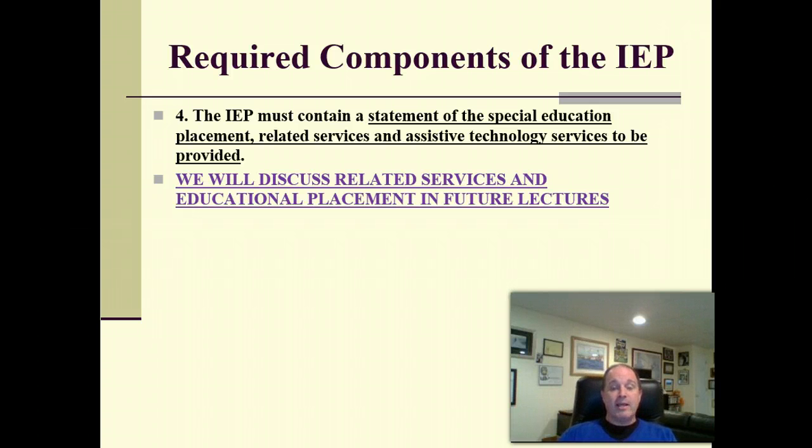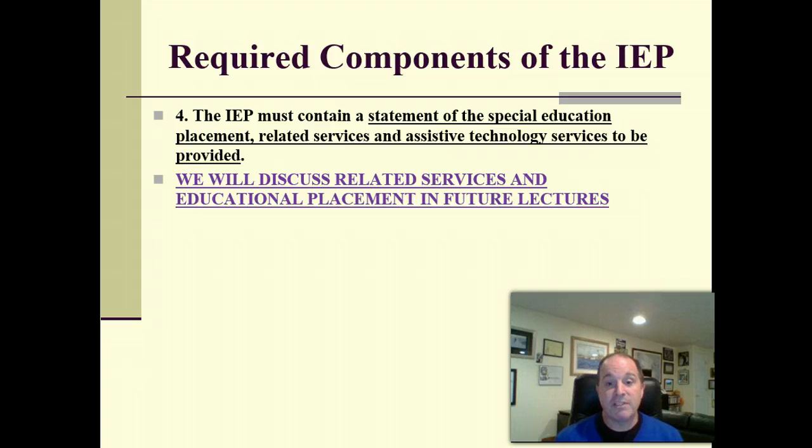And we've been talking about the required components of the IEP. We've been through the first 3 required components. And now we go to the 4th required component of the IEP, which is the IEP must contain a statement of the special education placement, related services, and assistive technology services to be provided.